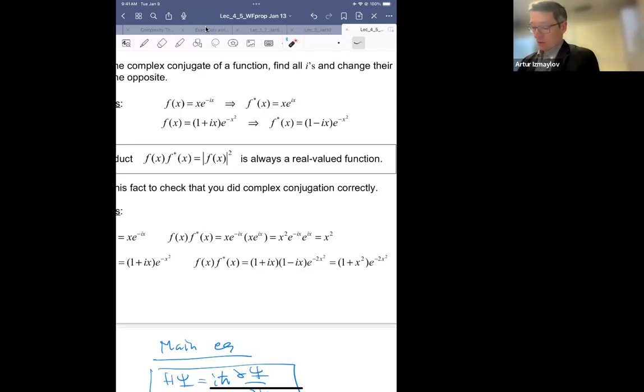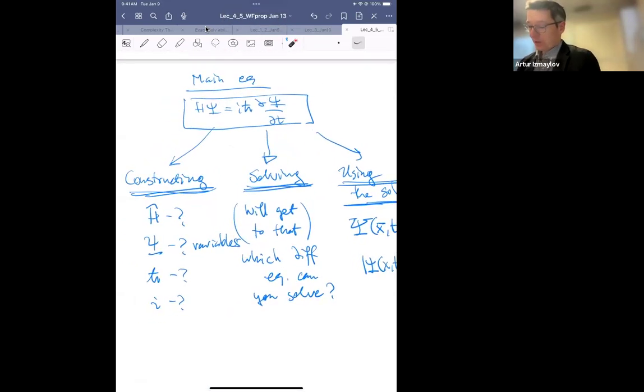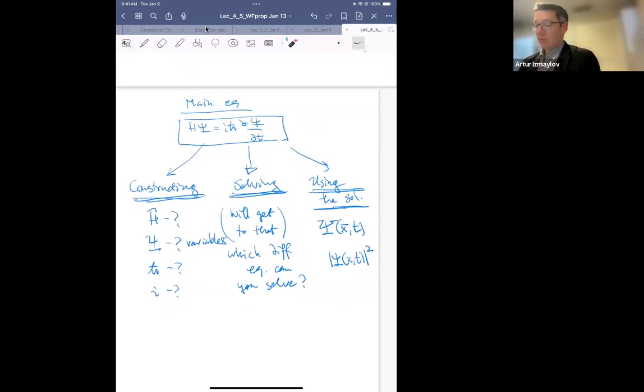If not, let's see. Now, I guess the main equation for us will be this time-dependent Schrödinger equation, this one here. And we could roughly separate three main goals here for our course. How do we construct it? How do we solve it? And how do we use the solution? Those are the three things. We already started talking about the construction somewhat, but we will, of course, dwell more on that.